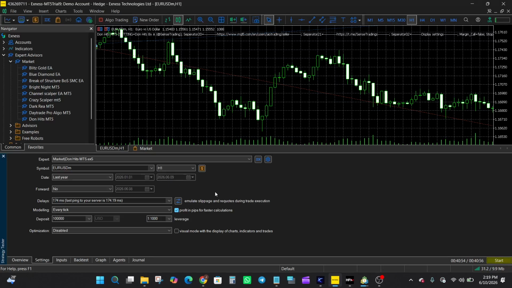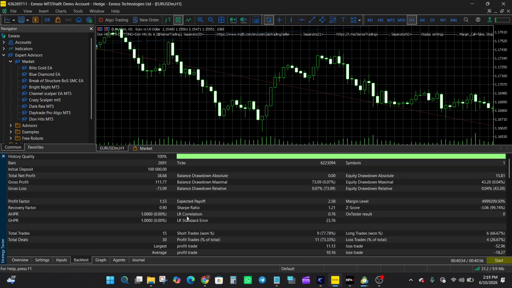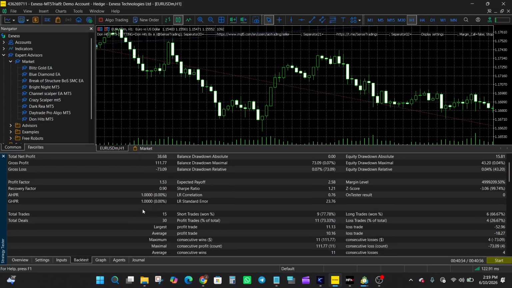All right, so we are working with recent market data. We're testing Don Hits on Euro USD on the H1 time frame. And as for the delays, we are using the last ping to the server every tick modeling. Looking at the backtest results from an initial deposit of $100,000, we can see the total net profit made was $38.68, and then 15 trades were taken in total.